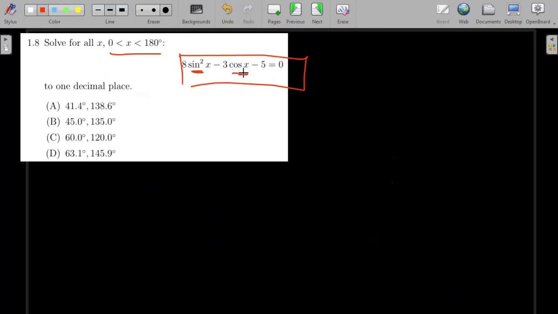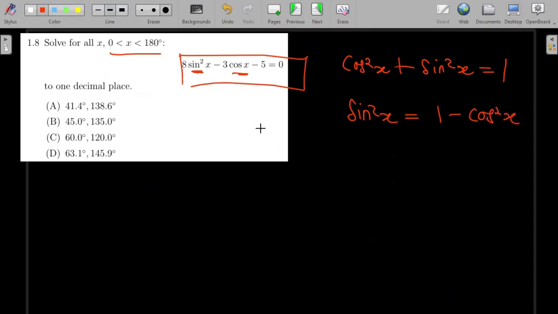So we're going to change the sine into a cos. Okay, so we know that cos squared x plus sine squared x should give me a 1, meaning that sine squared x is equal to 1 minus cos squared x. So we're going to replace this with the cos. It will be 8, where there's sine squared x, I put 1 minus cos squared x, minus 3 cos x minus 5 is equal to 0.